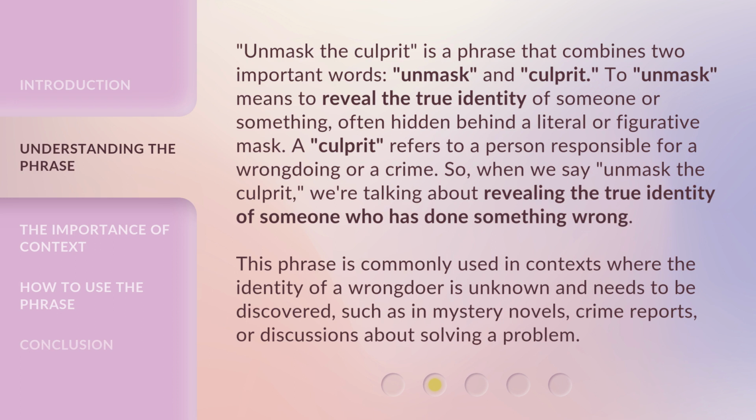So, when we say, unmask the culprit, we're talking about revealing the true identity of someone who has done something wrong. This phrase is commonly used in contexts where the identity of a wrongdoer is unknown and needs to be discovered, such as in mystery novels, crime reports, or discussions about solving a problem.